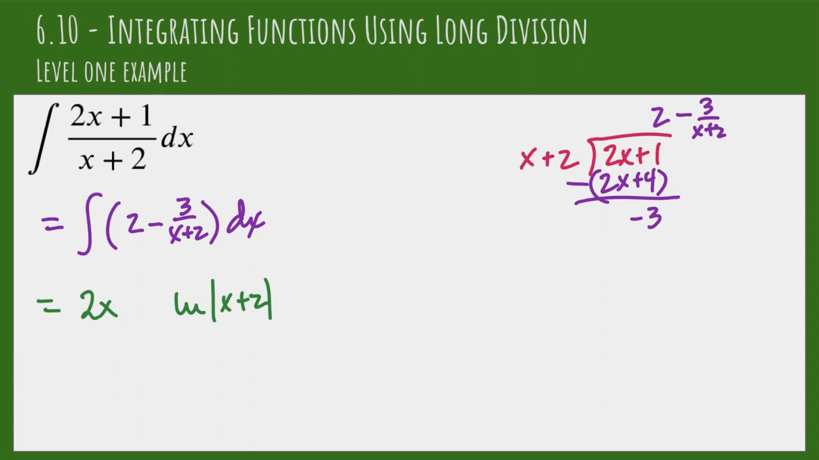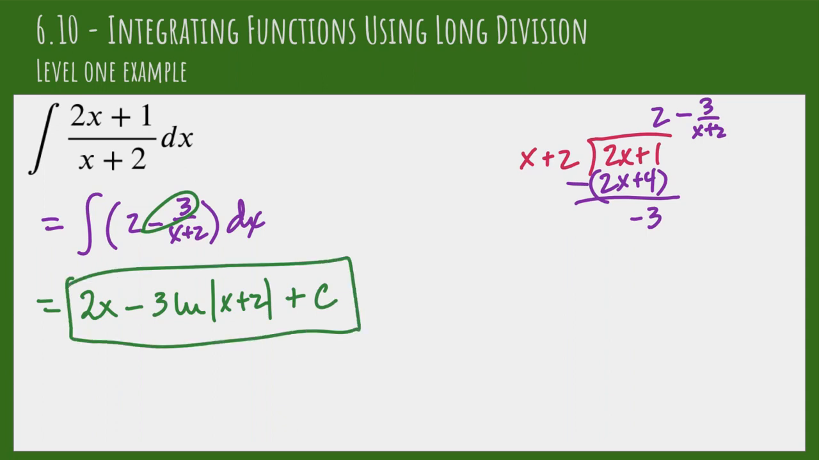So the derivative of natural log of x plus 2 is 1 over x plus 2 times the derivative of the inside function, which is just 1. So we don't have any problems there, but I need that minus 3. So I'm just going to put that out front. And then we took the antiderivative, so we've got a plus c there. And we're done.